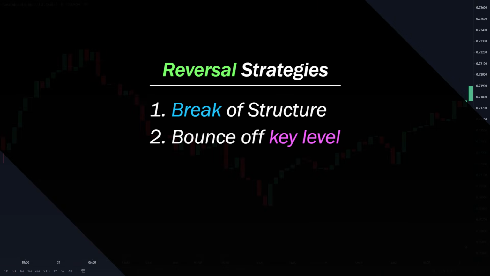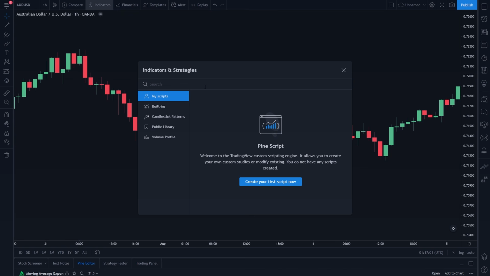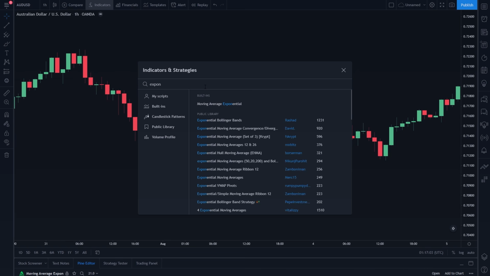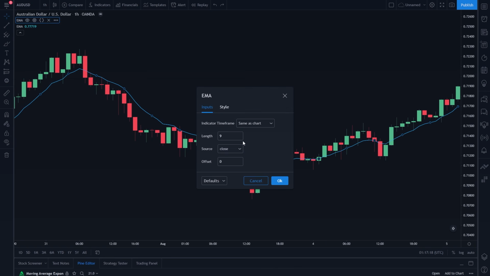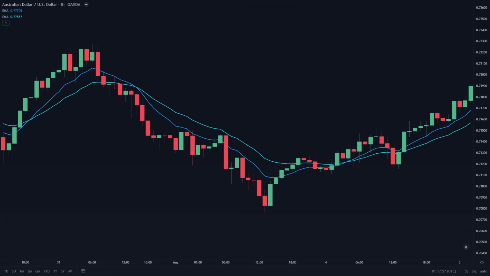Now, moving on to the third strategy for spotting reversals, which is by using trend indicators like the exponential moving average. And this is how it works. First, go to the indicator section, type in exponential moving average, and apply 2 of it onto your charts. And for the settings, set the first one to 10 and the second one to 20. So now you have 2 EMAs applied.